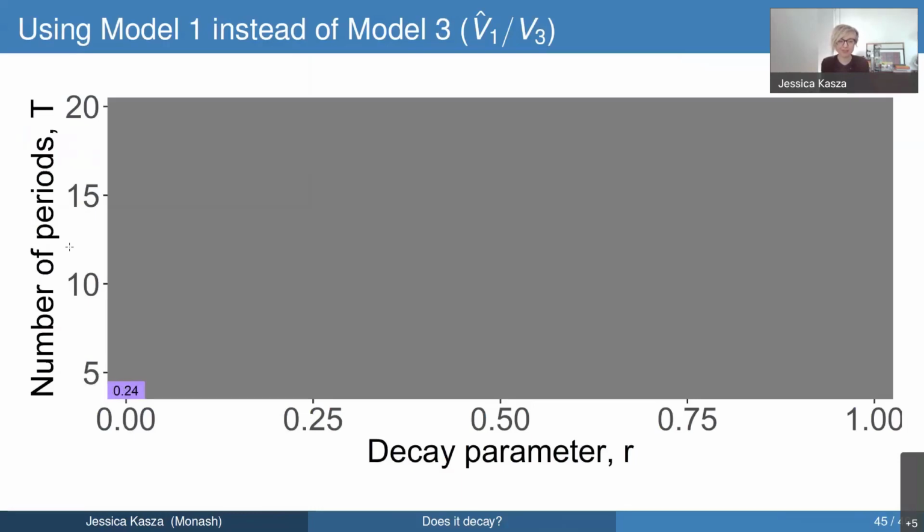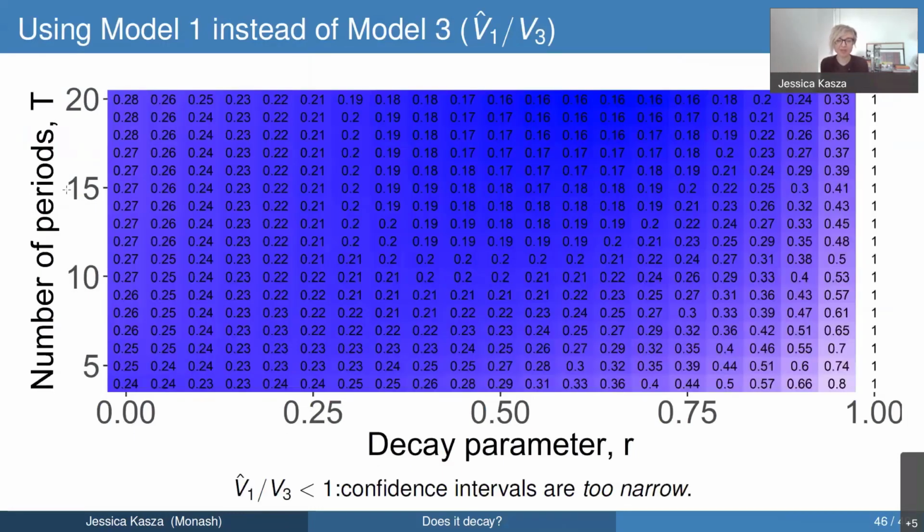What does that mean? Well, let's look at the whole plot. So here we've got our ratios of confidence interval width for all of these periods and all of these decay parameters. And you can see that they're all less than 1. They're all quite a fair bit less than 1. So this indicates that our confidence intervals are going to be too narrow. If we fit model 1, a constant correlation model, but we should be allowing for a decay, our confidence intervals aren't going to be wide enough.